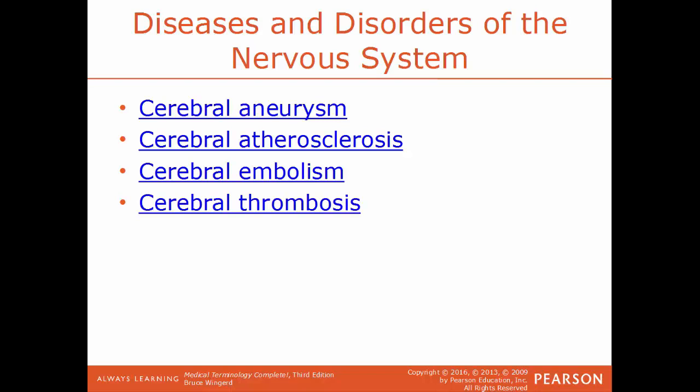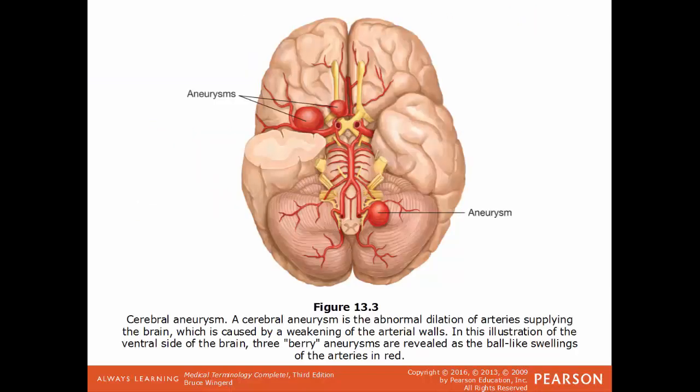A thrombosis is a blood clot. So when this happens inside blood vessels of the brain, it's a cerebral thrombosis. So any of these four conditions are dangerous just in general, but when they happen inside the brain, they become even more dangerous. Here's an example of how a cerebral aneurysm would look.